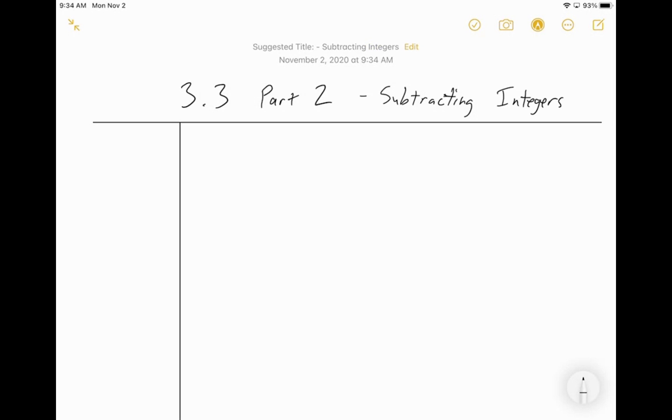All right. 3.3 is subtracting integers. This is just to add upon that. I have just some quick examples for you today, some things that you might see, especially on maybe not this next quiz, but the quiz after it. So let's go ahead and get into it. First, I want you to write down this word, evaluate.